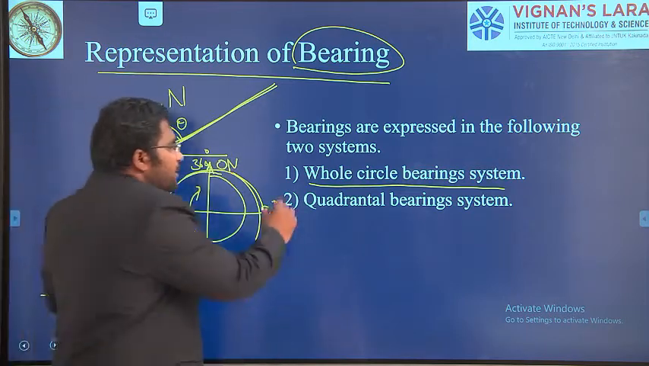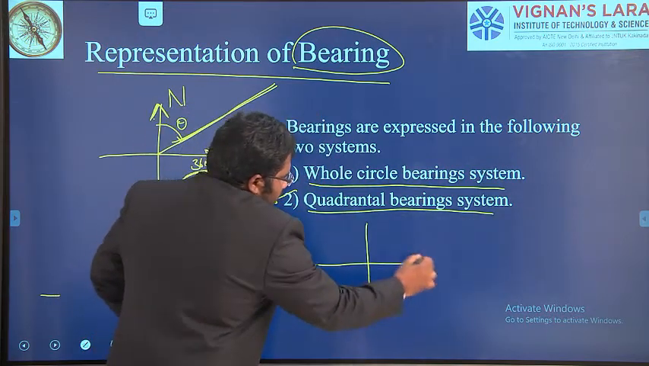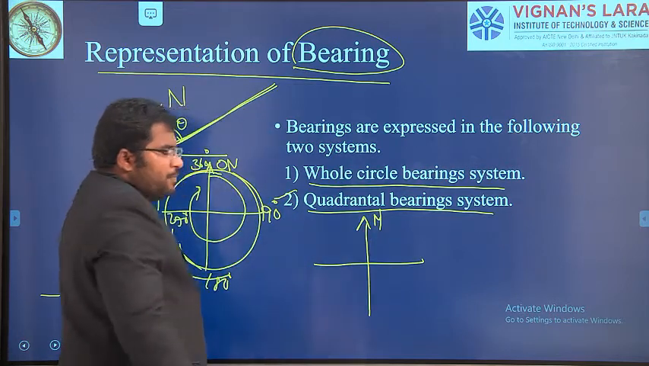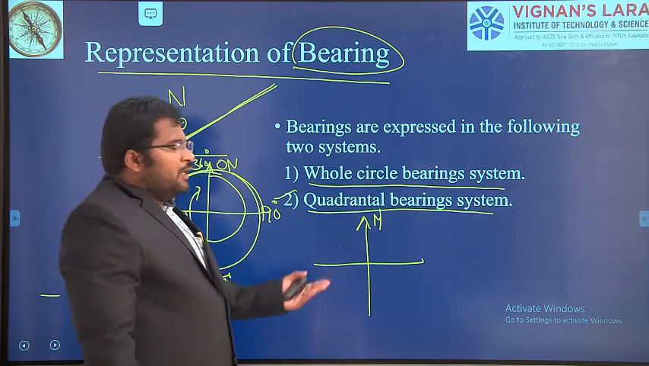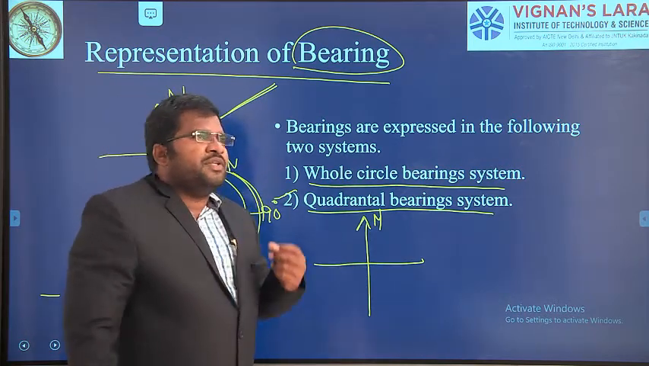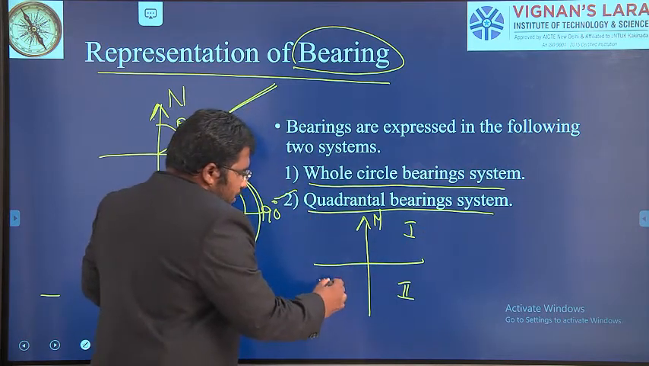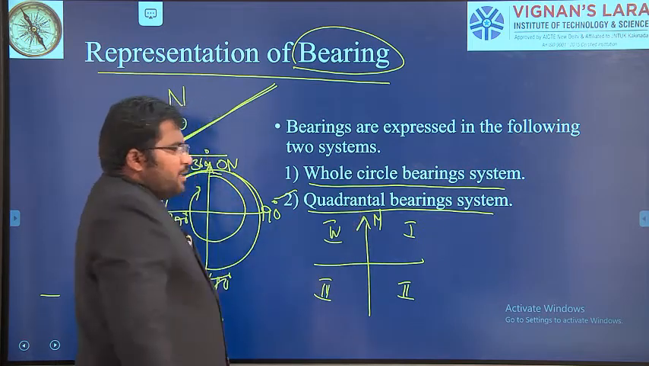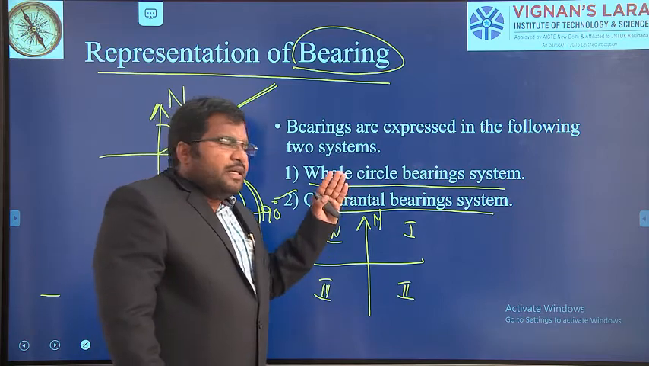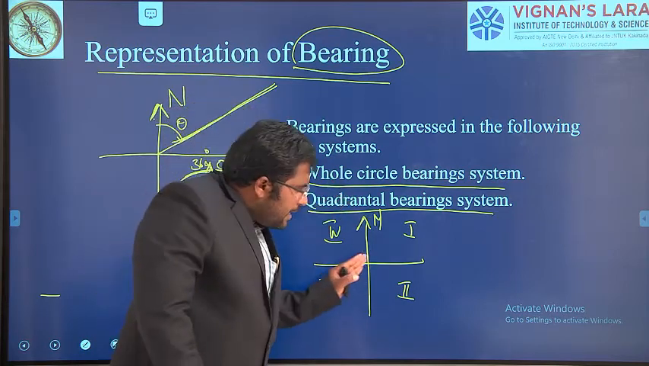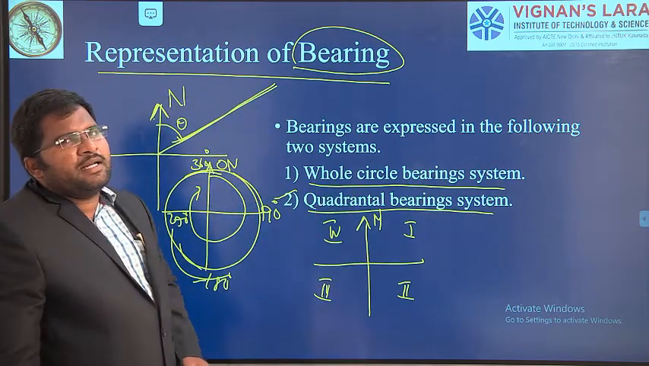Then coming to the second one, the quadrantal bearing system. Same thing, we have the north direction like this. Instead of taking the complete circle, we now consider the quadrants: this is the first quadrant, second quadrant, third quadrant, and fourth quadrant. By dividing into 4 quadrants like this, we represent the angle of a particular survey line. That system is called the quadrantal bearing system.